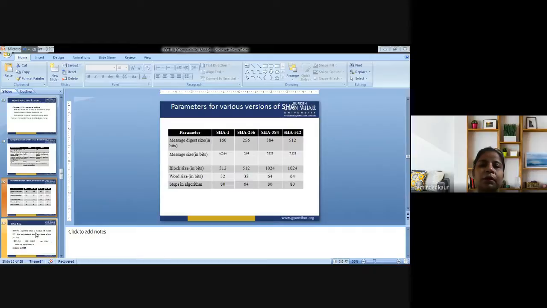Next is word size in bits. SHA1 and 256 use 32 bits, and SHA 384 and 512 use 64 bits. Steps in the algorithm: SHA1 80, 256 64, 384 80, 512 80. So this is the comparison based on various versions.